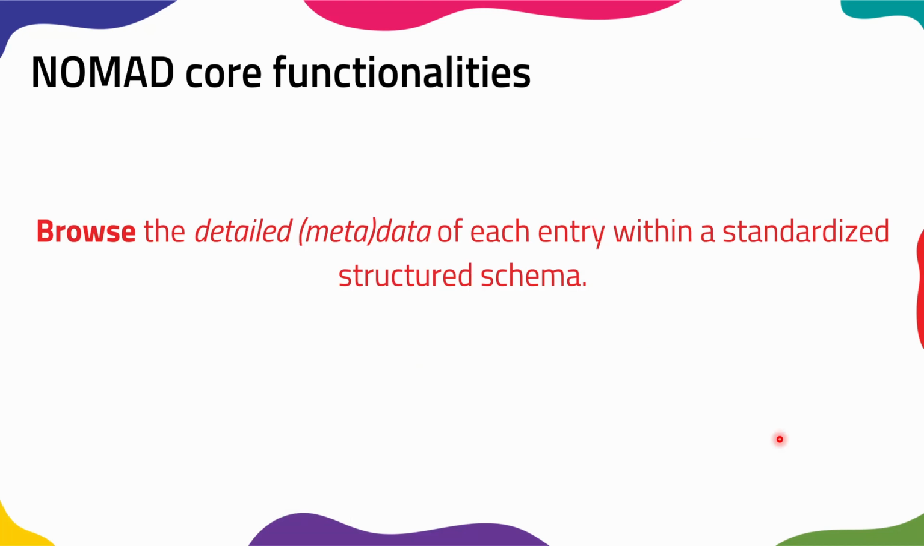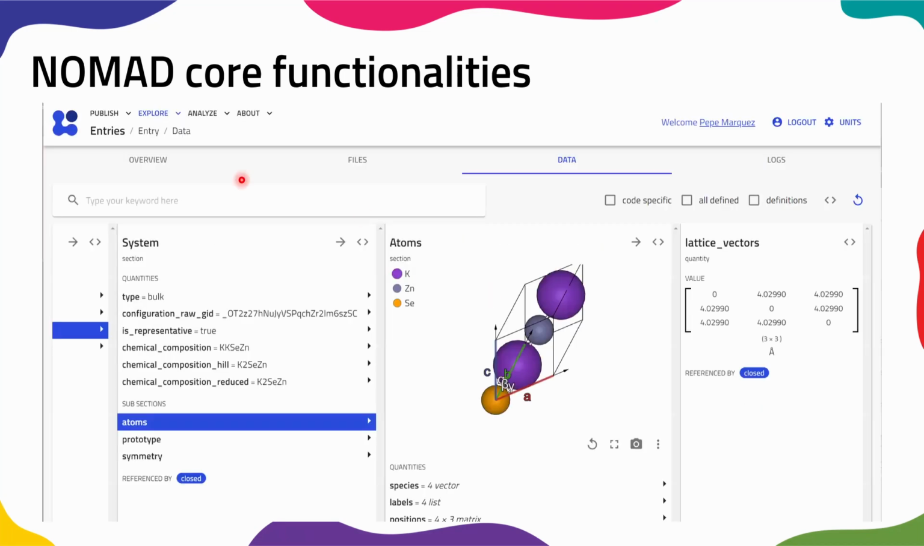From the overview page that I just showed, you could also go into browsing the detailed metadata for each entry within the standardized structured schema, which I will talk about in more detail later in this presentation. For this, you move from the overview page to the data page, where you can browse the data in NOMAD in its hierarchical structure. As you can see, you click on the sections or the subsections you want to explore until you reach the quantities and read the values in there.